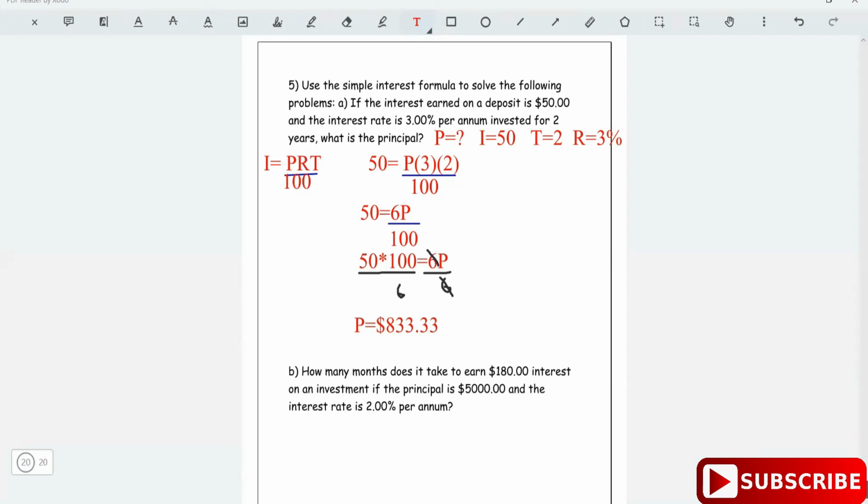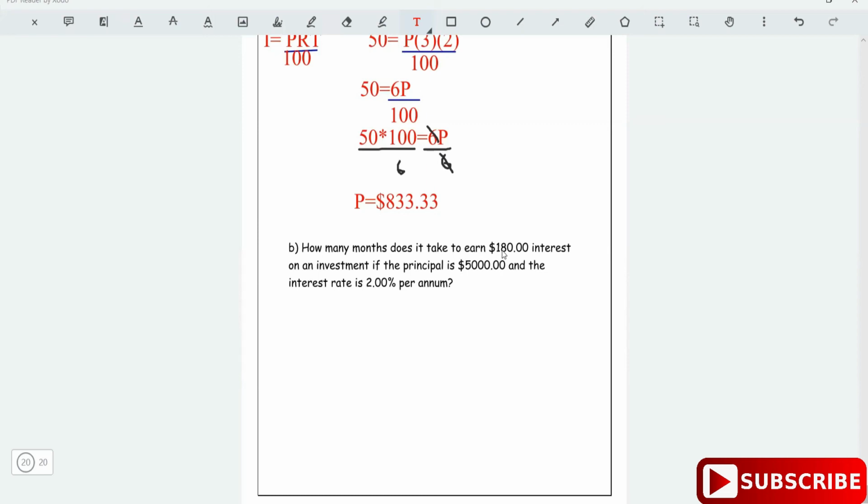Let's look at another question right here. Part B says, how many months does it take to earn $180 interest on an investment if the principal is $5,000 and the interest is 2%? So write down what is given. The interest we want to make is $180. We don't know how long it's going to take us to make that amount of money. But what we do know is that our principal is $5,000, and we know that the rate R is 2%.